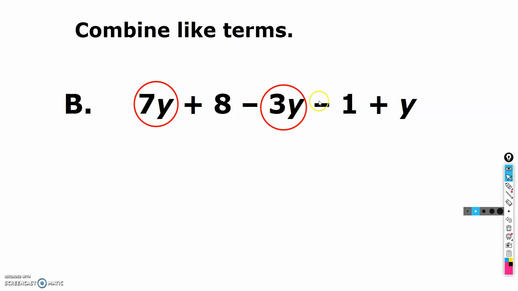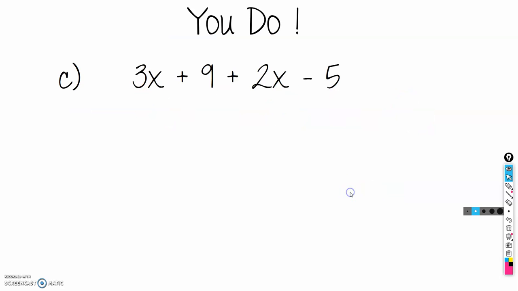Negative 1 is just a constant. And finally, I have another y, which is the same as these. We know that there's an invisible 1 in front of this y. So I have 3 like terms right here, all with y's. Let's look at my constants because they need combined as well. I have a positive 8 and a negative 1. So I'm going to go ahead and combine those like terms.